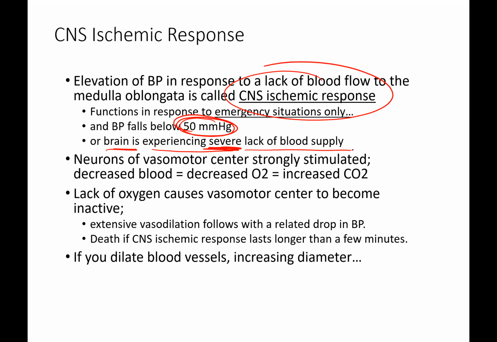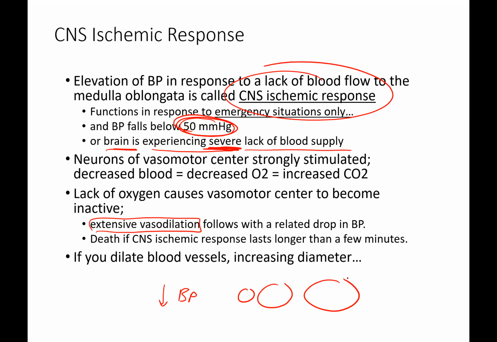Okay. And the lack of oxygen causes the nervous system basically to become inactive. And the knee-jerk reaction the body does is this extensive vasodilation. Now think about this. Your blood pressure is already very low. And then the tubes keep getting bigger, which means pressure goes down even more. Okay. So this is not a good thing.